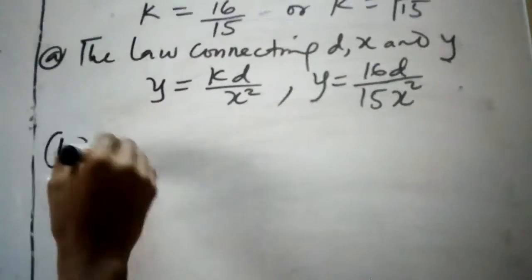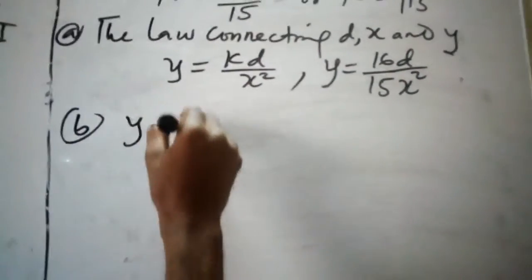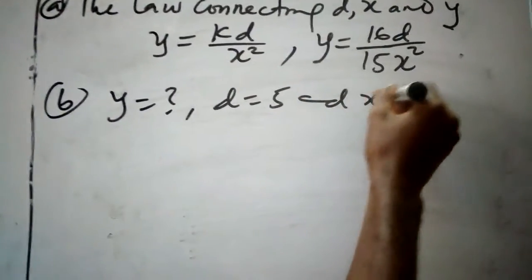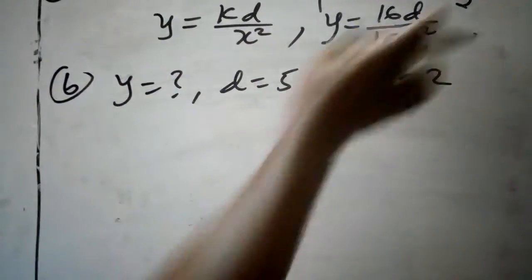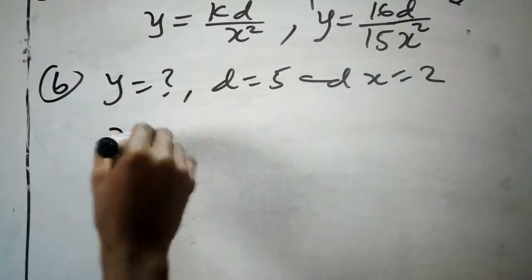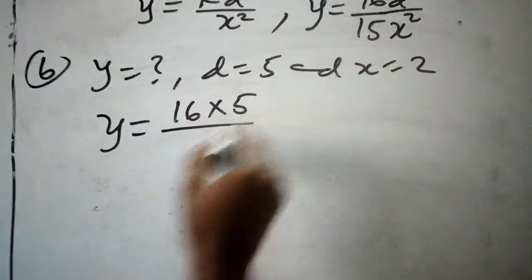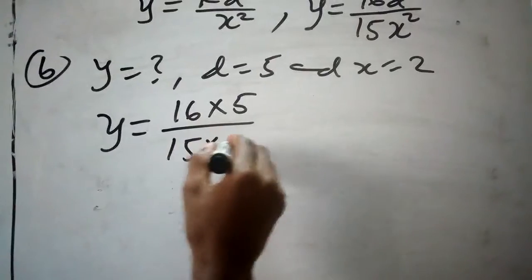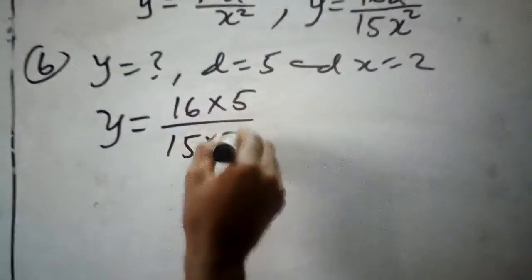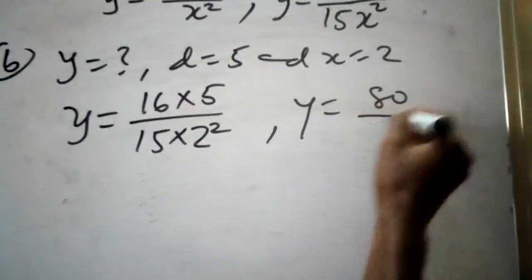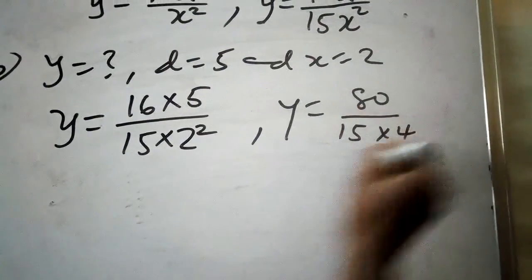So B, you are asked to find y. Y is not given, but d is 5 and x equals 2. You substitute into this function. Y equals 16, d is 5, over 15 times 2 squared, and this y equals 80 divided by 15 times 4.